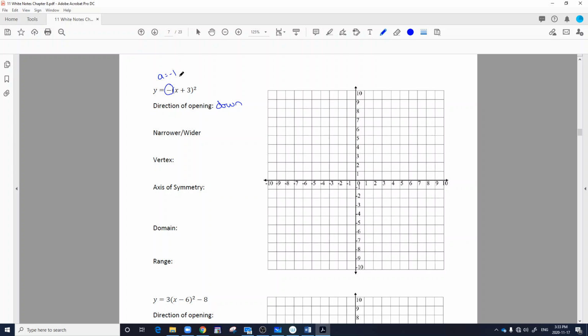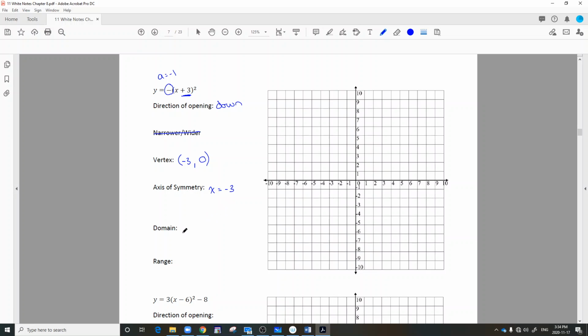Because it's a 1, you're not stretching by 2, or compressing it by half. So it's actually not narrower or wider. It's going to be a regular shape. Your vertex, your x value of the vertex is this h value in here, which is -3. And then there is no k value on the end, so it's +0. Axis of symmetry is always the x value of the vertex.